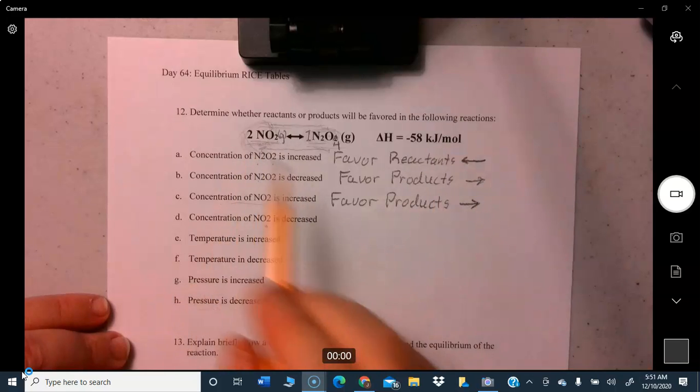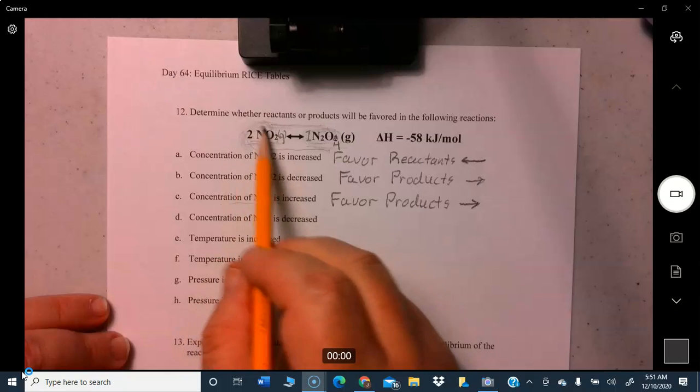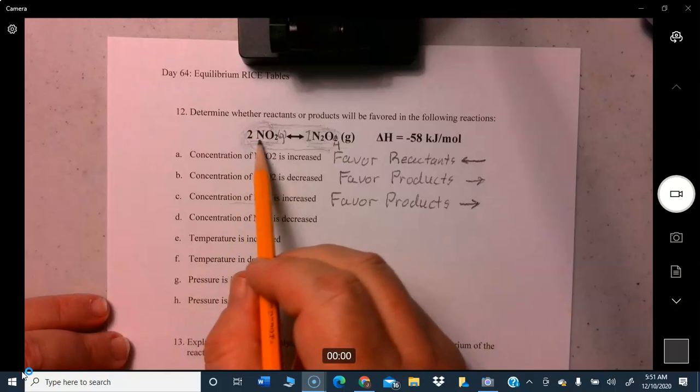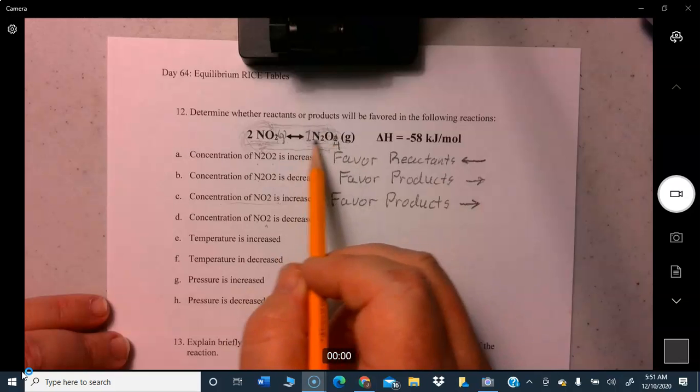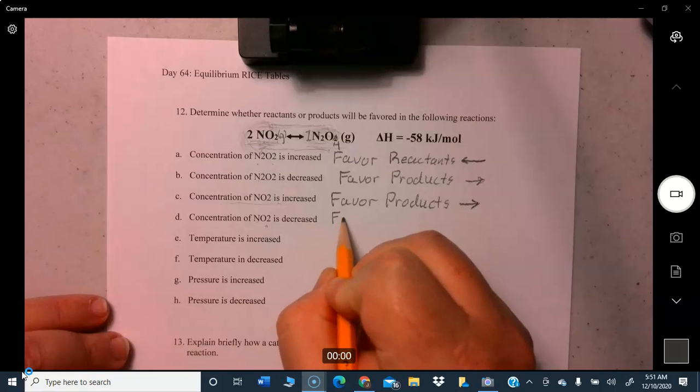Concentration of NO2 is decreased. Okay, so at equilibrium, all of a sudden you pull this out. It doesn't have as much of this as it wants at equilibrium. So this is going to start moving backwards and producing more NO2. So that's going to favor reactants.